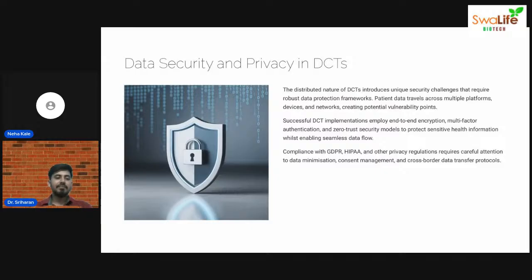and it should be under the act, like India has the DPDP, Digital Personal Data Protection Act, in 2023. So different countries have different acts. The USA has HIPAA and Europe has GDPR. Likewise, it should be under their rules and regulations. Your app should be under their rules and regulations.